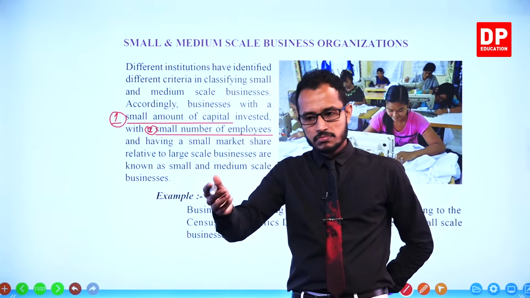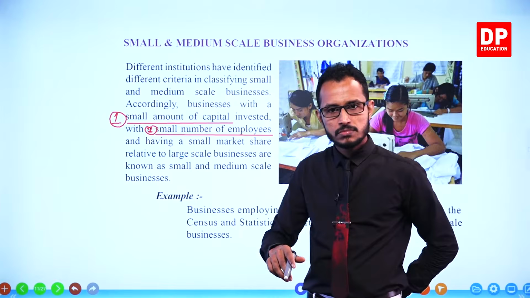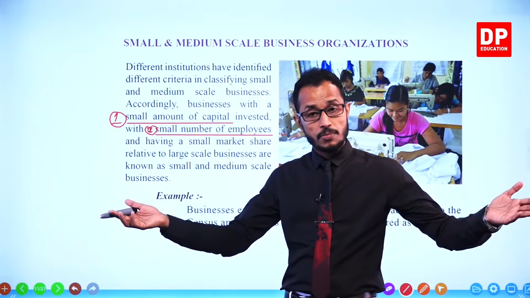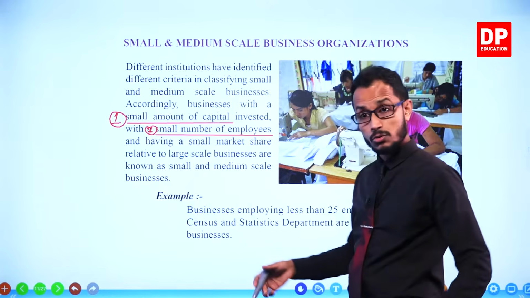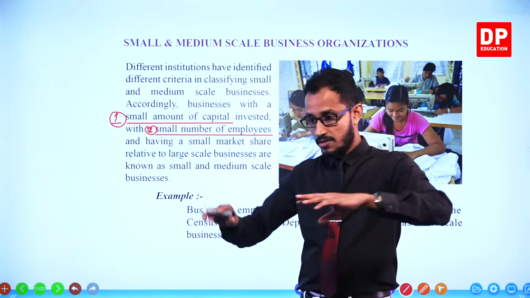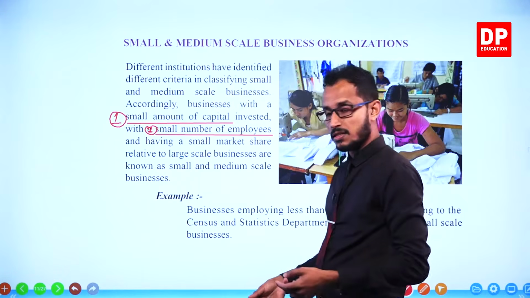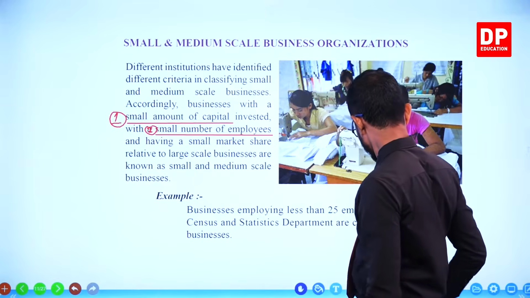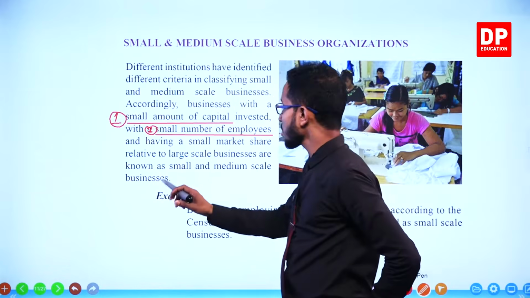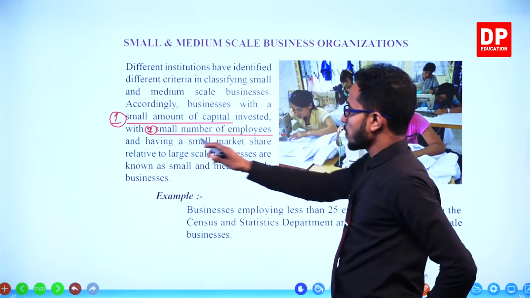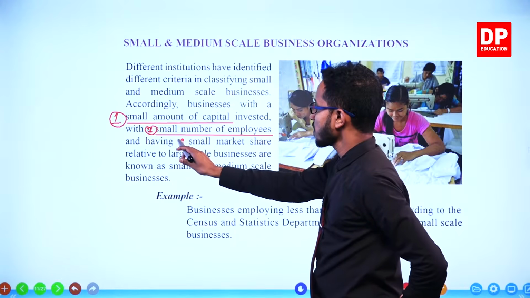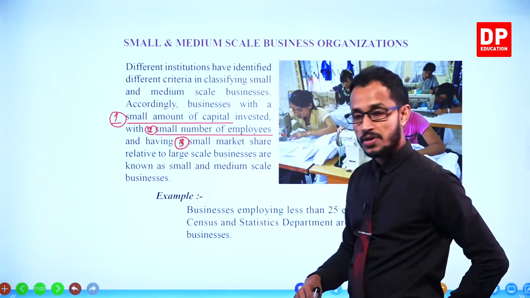Is there one employee, or are there more employees? Hundreds, maybe thousands of employees. So you consider that and categorize the business organizations. So small number of employees and having a small market share, that is another criteria, children. Market share.